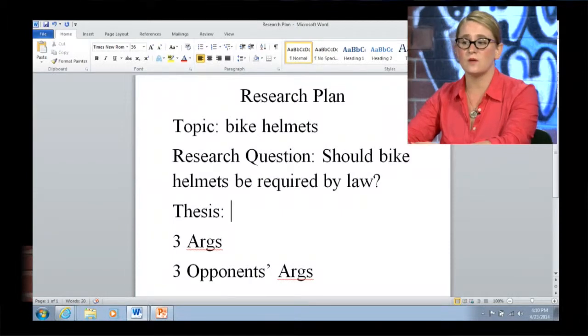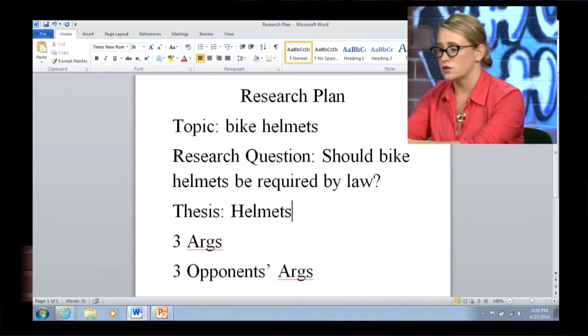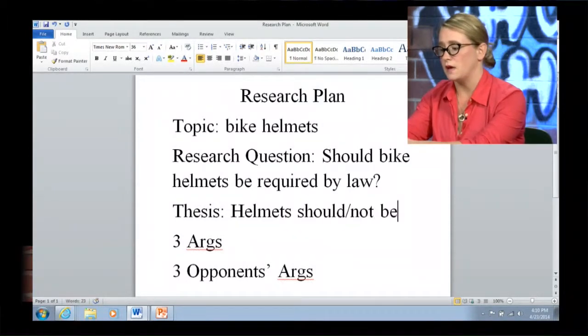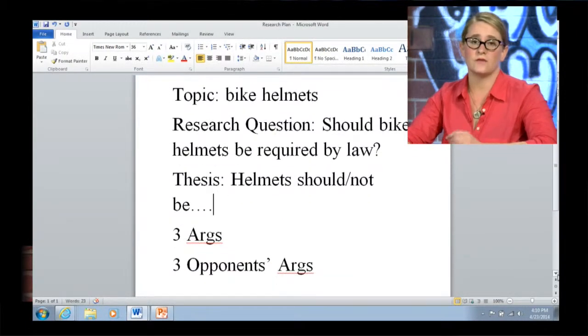The thesis is really the only thing so far that would be going into your paper. So, should they be required by law? You can say, in a complete sentence, helmets should or should not be required by law, okay? Again, this will be very basic, but it can serve as your thesis. They should or they should not. Now, when you're thinking about your arguments and your opponent's arguments, this is when your research will come into play.